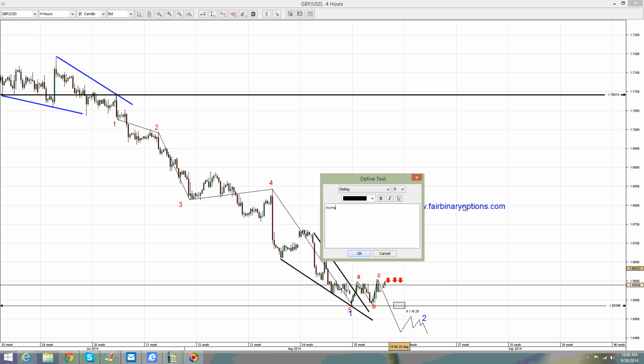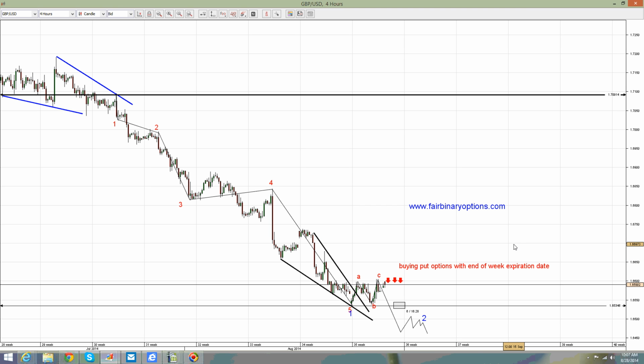So buying put options with end of week expiration date for the Great Britain pound US dollar, based on the fact that the impulsive move on one hand is completed and the first correction out of a possible double free running is completed as well, and therefore lower values should come.